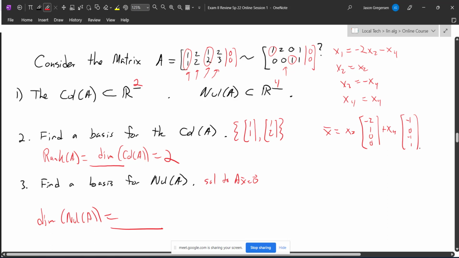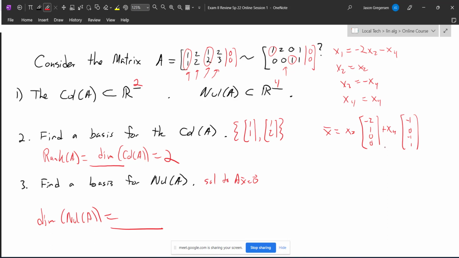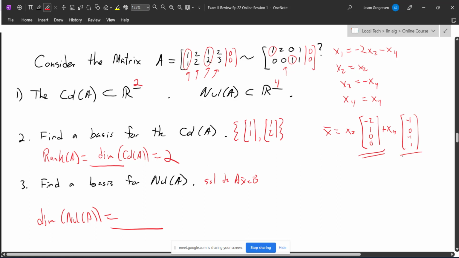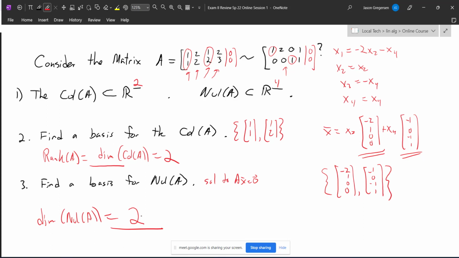So that means I can build all of the vectors in the null space by taking a linear combination of these 2 linearly independent vectors. Therefore, the basis for the null space would be these 2 vectors. In this case, there are 2 vectors in this basis, so the dimension of the null space is 2. In this case, the null space is a 2-dimensional subspace of R4. It's like a plane in R4. Any questions here about a null space?